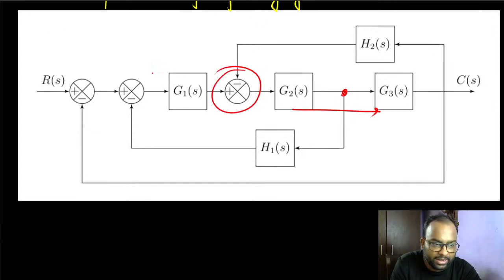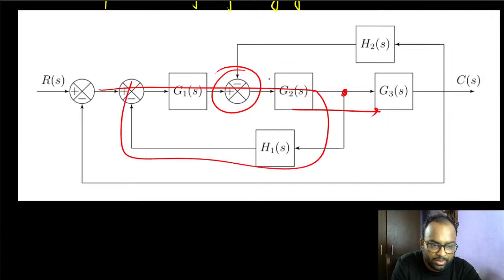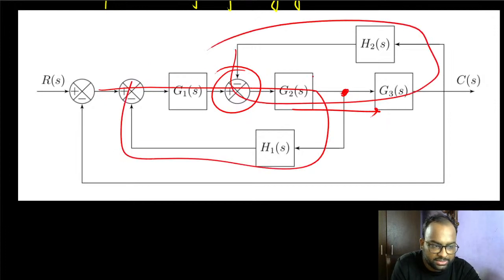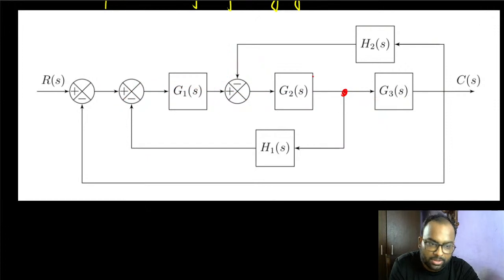Okay, this is summing point interfering with this feedback. Okay, also with this feedback, this branch point is interfering. So we have all this interference. So we have to kind of simplify the idea here. All right. So, I apply the idea from scratch to figure this out.